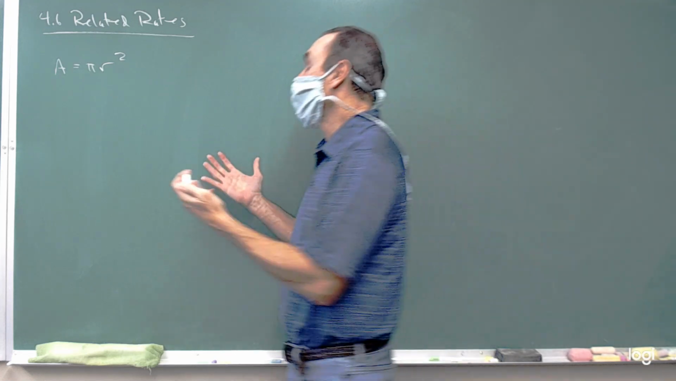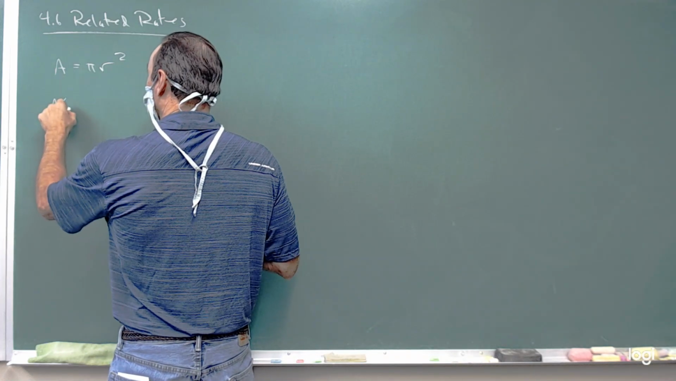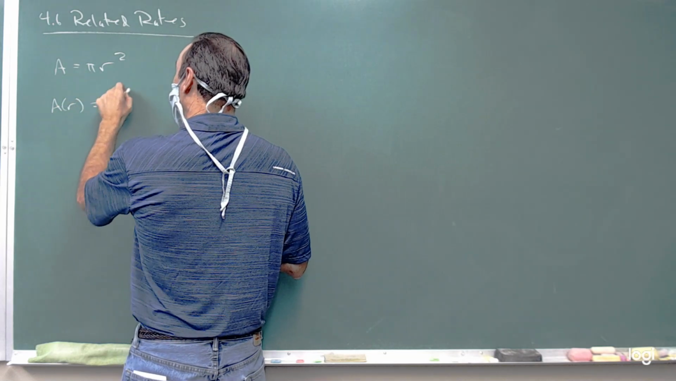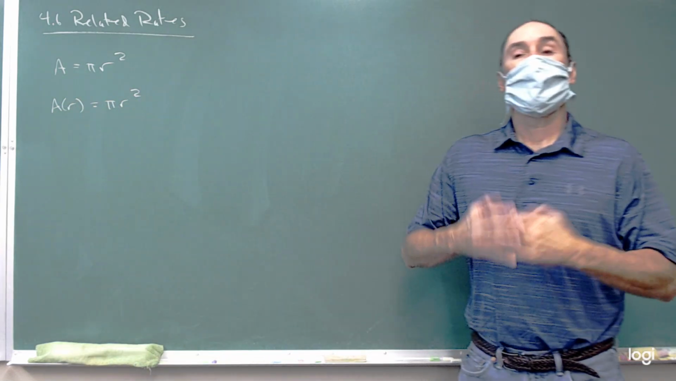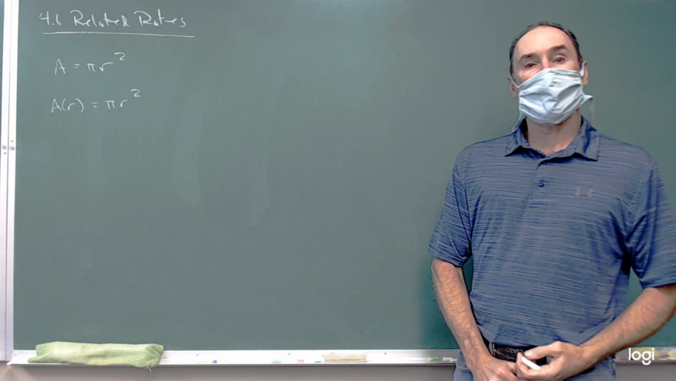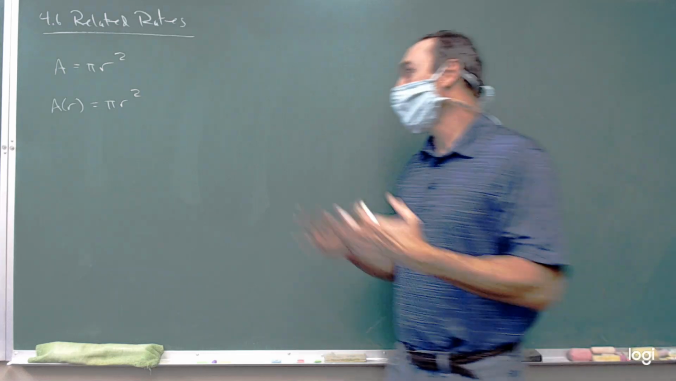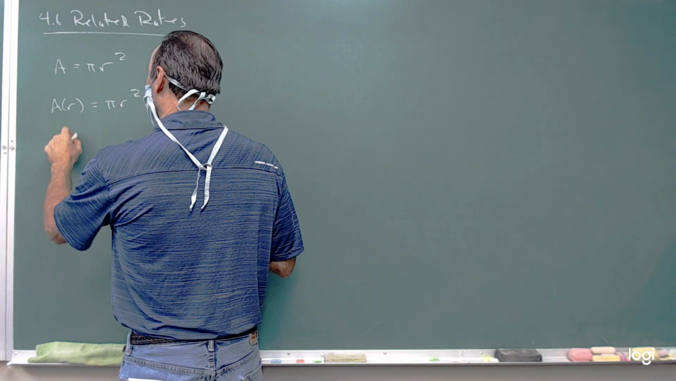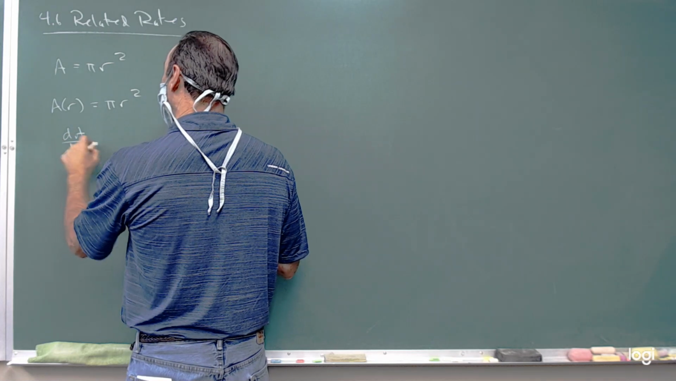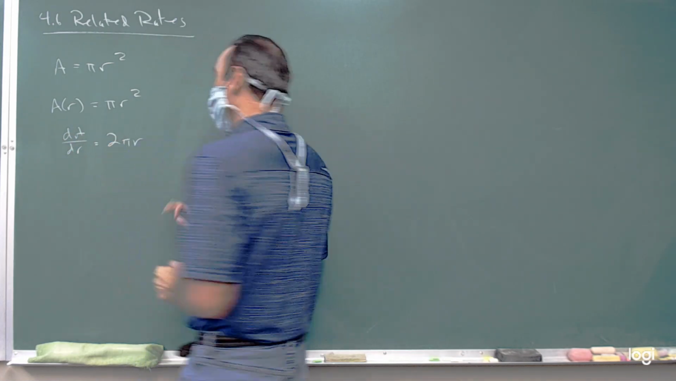So we could, if we wanted, call this, it might be a little pretentious, but we could say area is a function of r. A of r is pi r squared. And we could take the derivative and say that the derivative of A with respect to r would be 2 pi r.